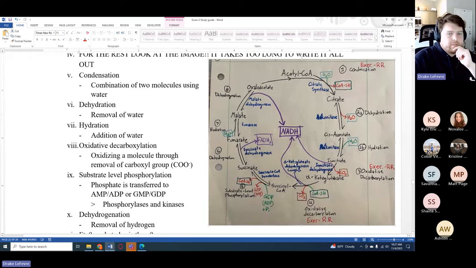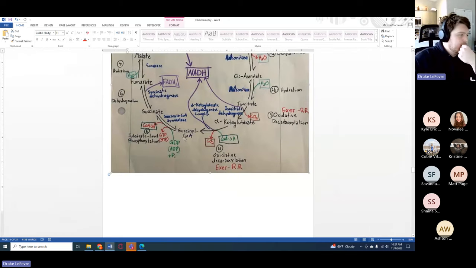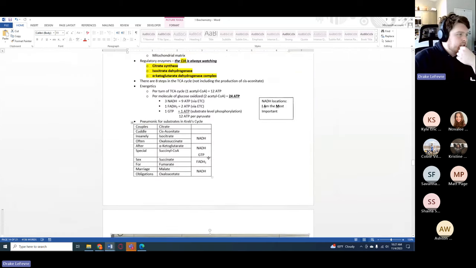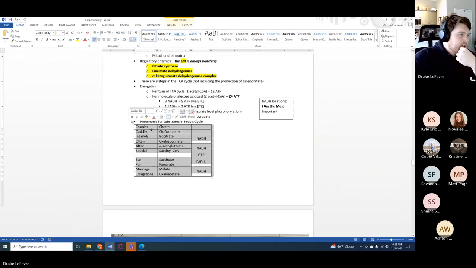I can give you a couple of helpful tips to remember this. Some of our mnemonics that we want to remember is this little chart right here. "Couples cuddle insanely often after special sex for some marriage obligations." This one is a way to remember all of our substrates that are produced. So we want to know the order that all of the substrates are produced.